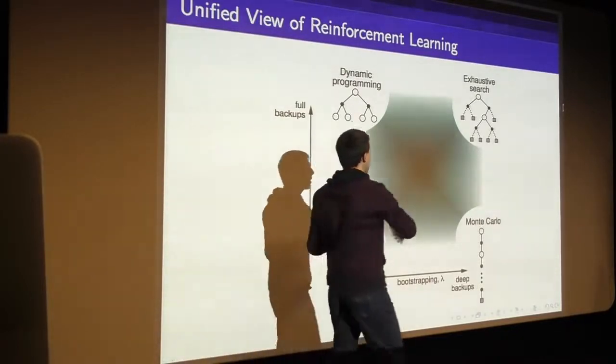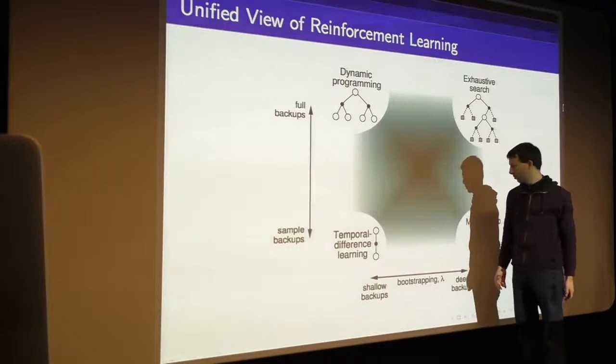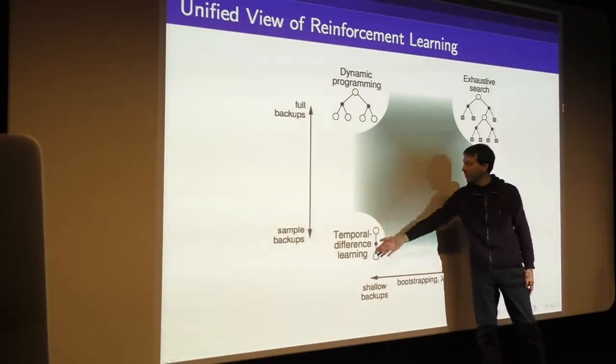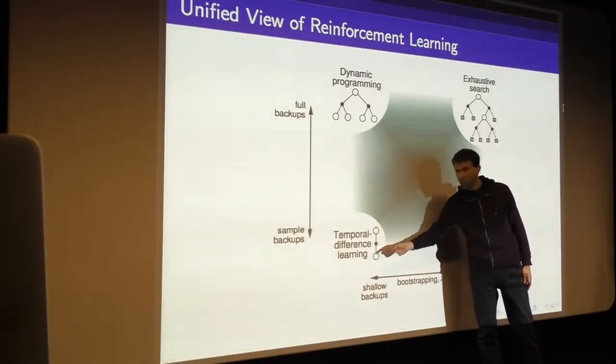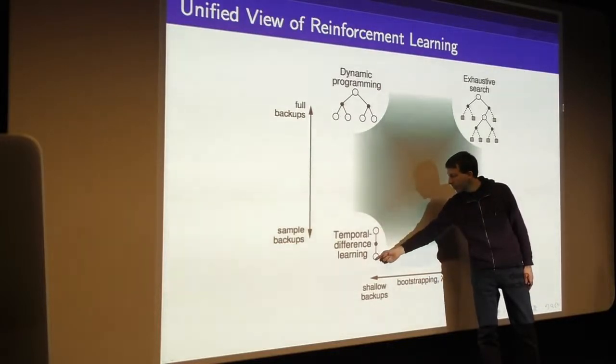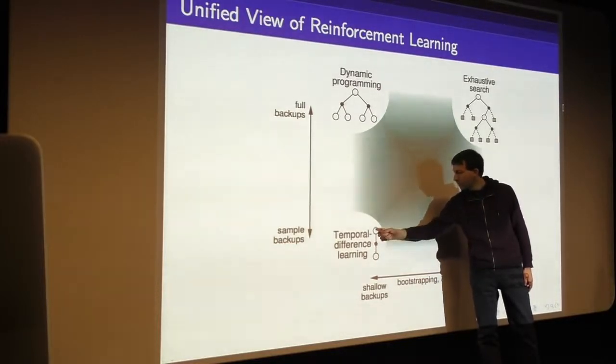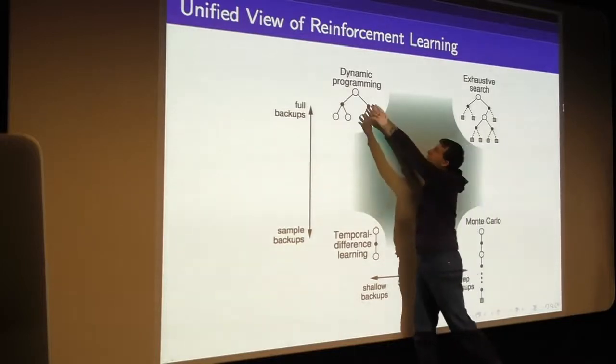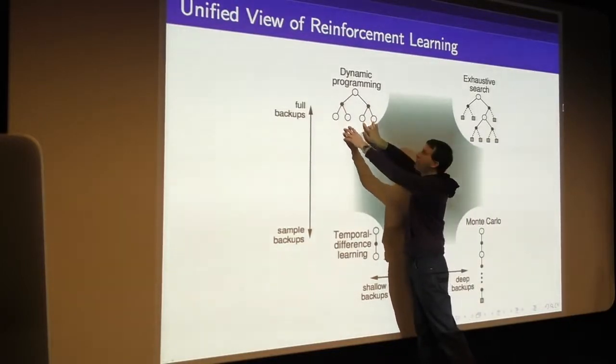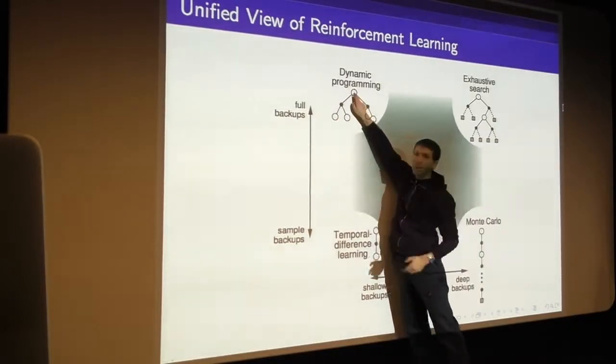And then in this dimension here, we've basically got methods which bootstrap from our value function after one step. So they only have to do this shallow look ahead. They look ahead one step and then update from the value function here towards the value function here. Or in dynamic programming, we do a full width look ahead, but we update from the value function here to the value function here.